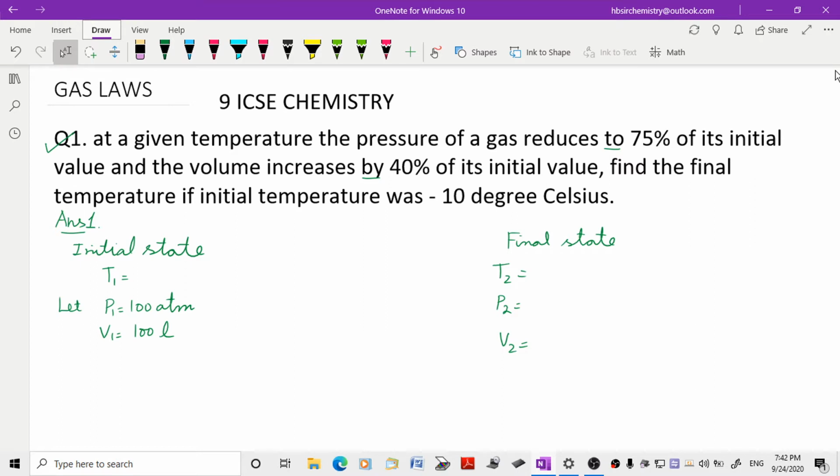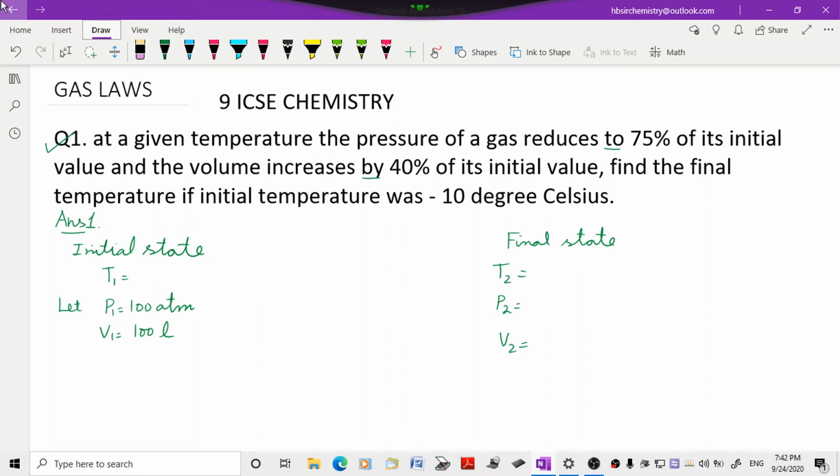At a given temperature, the pressure of the gas reduces to 75% of its initial value and volume increases by 40% of its initial value. Find the final temperature if the initial temperature was minus 10 degrees C.